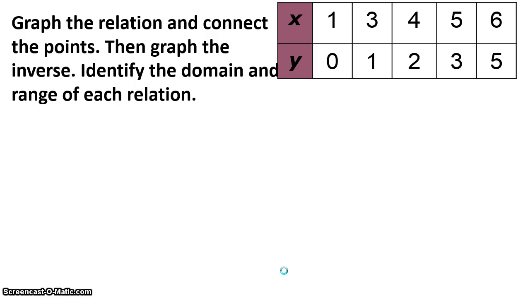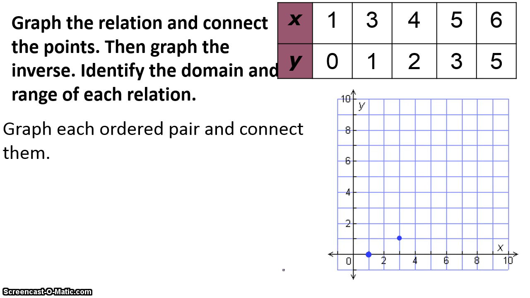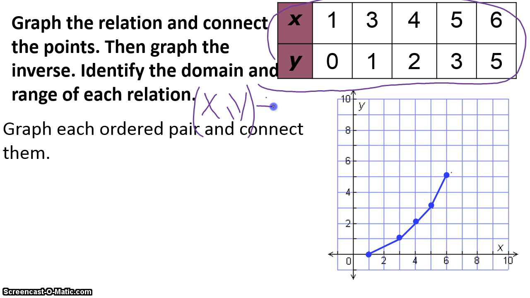Okay, well, let's graph this relation and connect the points. Let's do that. So there we have points (1, 0), (3, 1), (4, 2), (5, 3), and (6, 5). Now what I would like for you to do is pause the video, and I want you to rewrite your table as the inverse table. So all of your ordered pairs of (x, y) become (y, x). And then I want you to graph that new, or the inverse, relation on the coordinate plane.